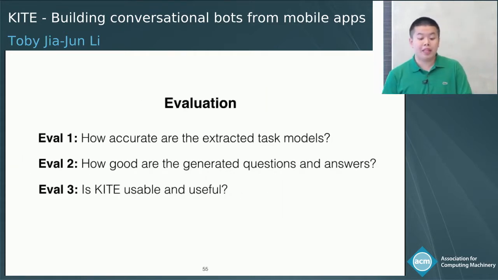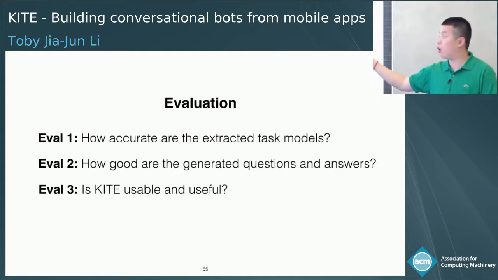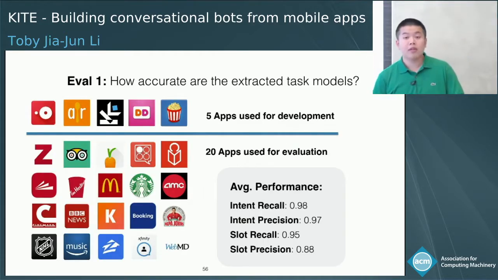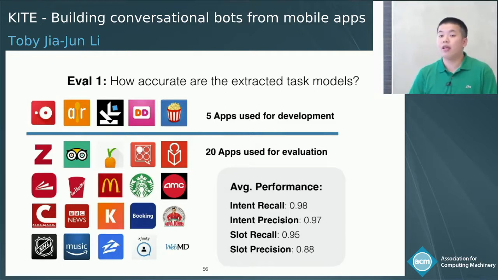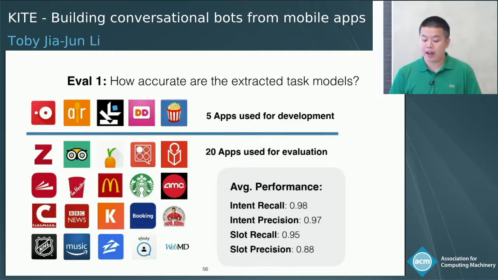We perform 3 separate evaluations for KITE, each focused on a different aspect of the system. We first evaluate the accuracy of our extracted task models. We selected 25 popular apps from 12 task domains. 5 were used as a development set for us to train the parameters used in KITE, and the remaining 20 were used for evaluation, where we run KITE on them without any modification.